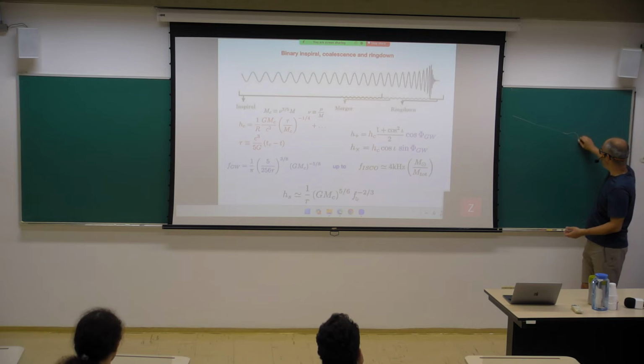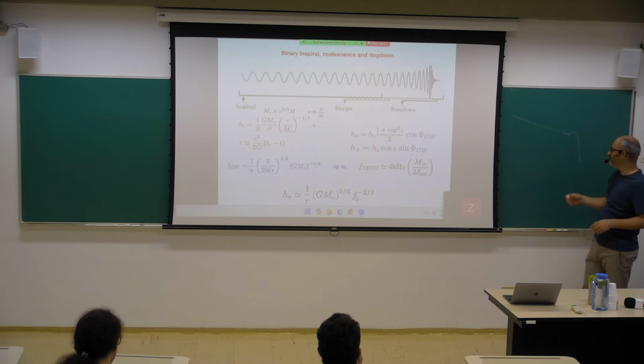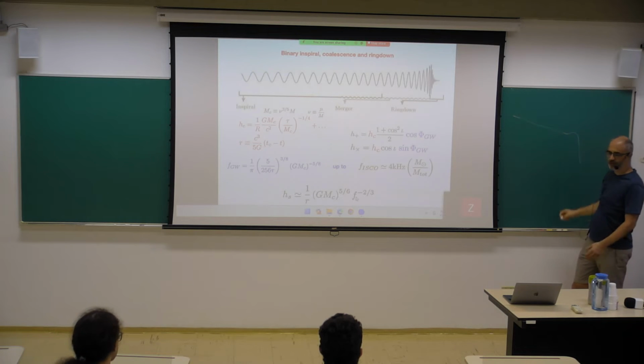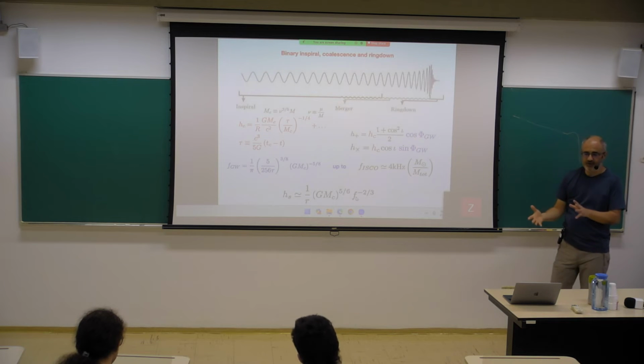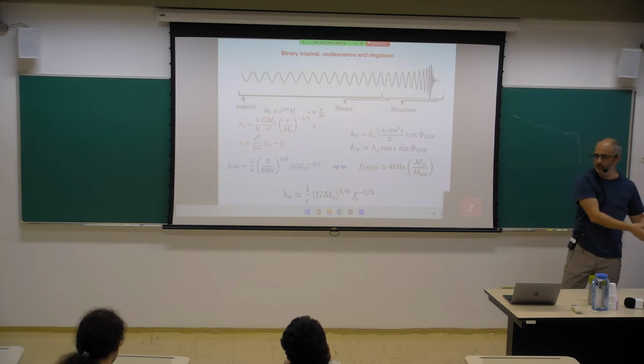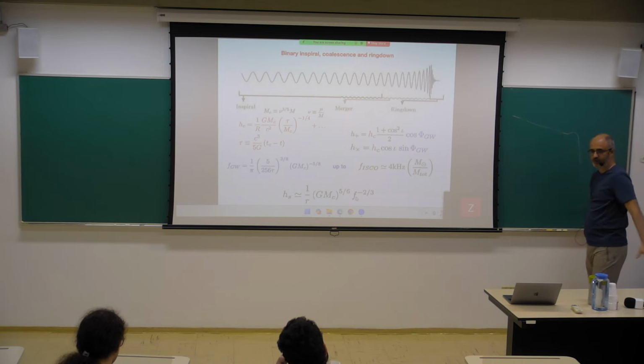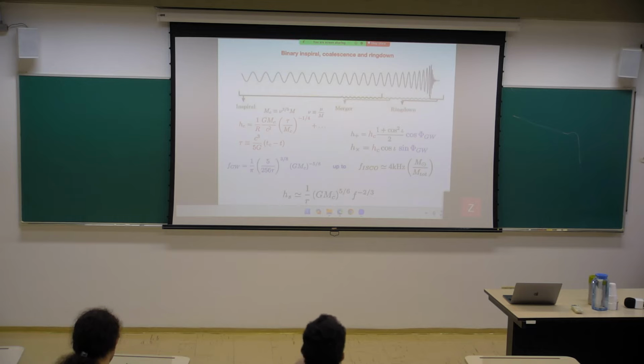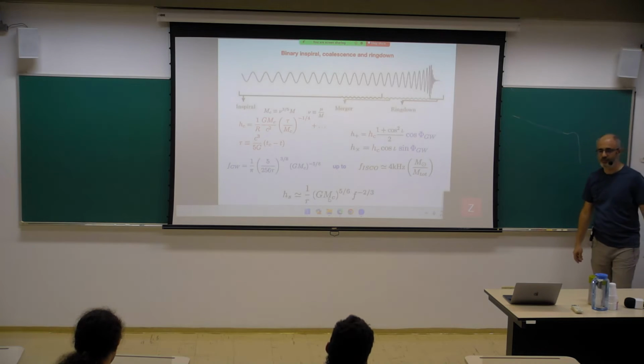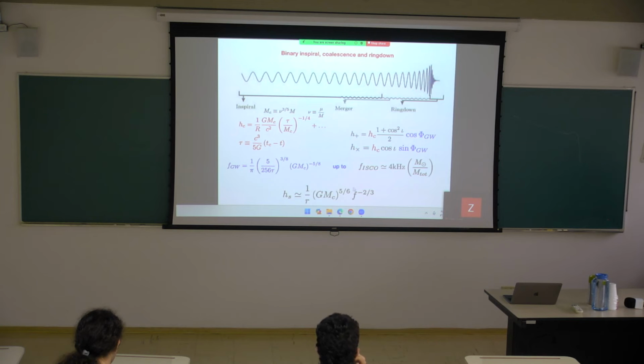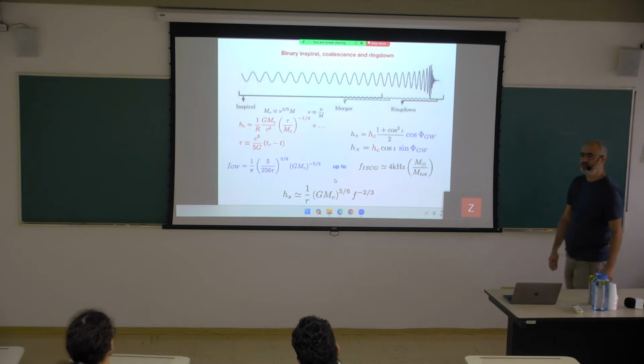There can be some bump due to the collision, actual collision, but okay, more or less this is what we expect, f to minus 2 thirds. Now, of course, if you're talking about neutron stars, this happens in some regime of frequencies with some amplitude. The amplitude is given by the distance, of course, and by the total mass, the mass involved. And it stops at some frequency, also given by the total mass involved. The combination of masses here are different. This is the total mass, this is the chirp mass, more or less. Okay. Yes.